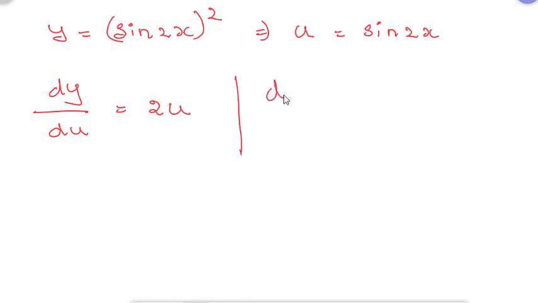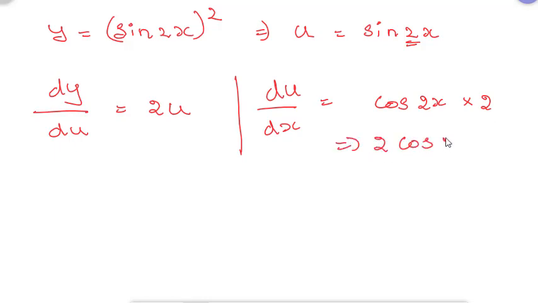Next we have to find out the du by dx value. So here you can see it was a sine, so the value changed to cos, and here was the multiplication of 2. So the value, I simply write cos 2x here. After that there is 2, so I have to multiply the value with the 2. So you can simply say it's 2 times cos 2x.